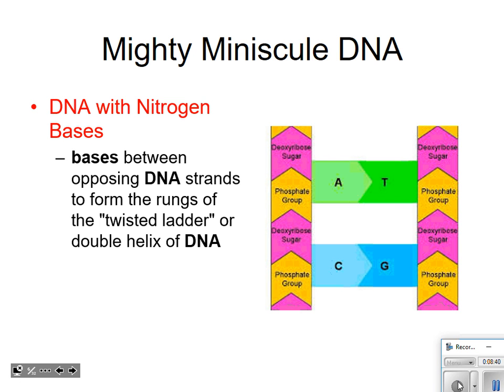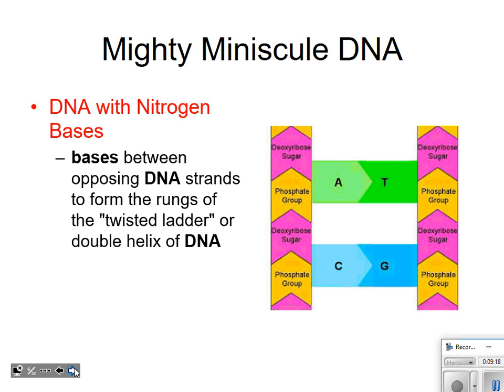Now you should have all of your circles glued into the front page of your mighty minuscule DNA. You can go ahead and color those later on if you want to. But you can see it goes, breaking the DNA down, from cell to chromosome to histone, the DNA double helix, to finally the DNA with the nitrogen bases.